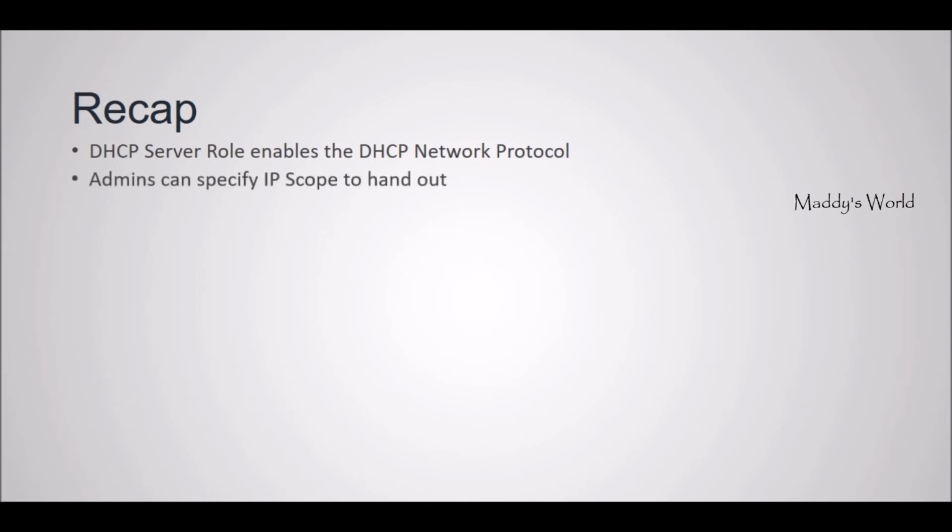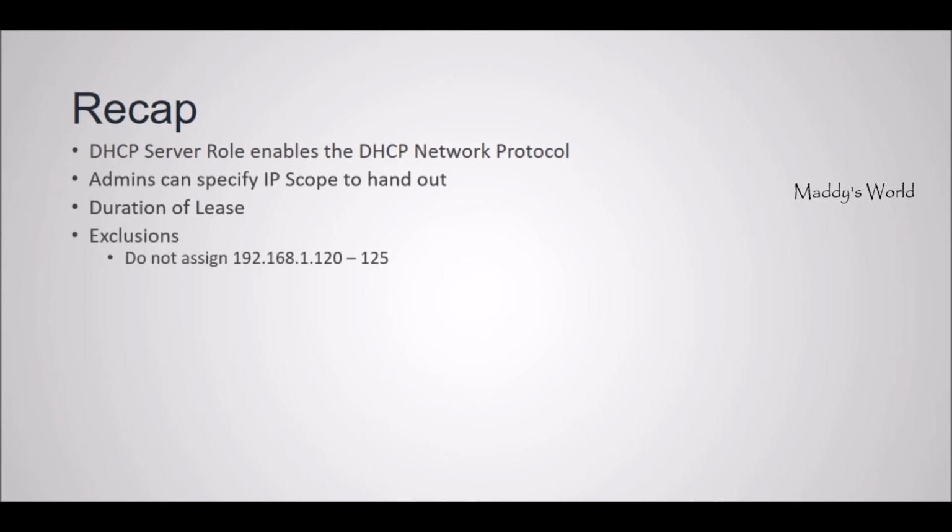System administrators can specify a single scope or range of IP addresses for DHCP to assign to clients, and this is on a per subnet basis, so only one scope per subnet. The configurations handed out by DHCP are leased and must be renewed regularly. You can exclude a range of IP addresses and make IP reservations for individual MAC addresses.